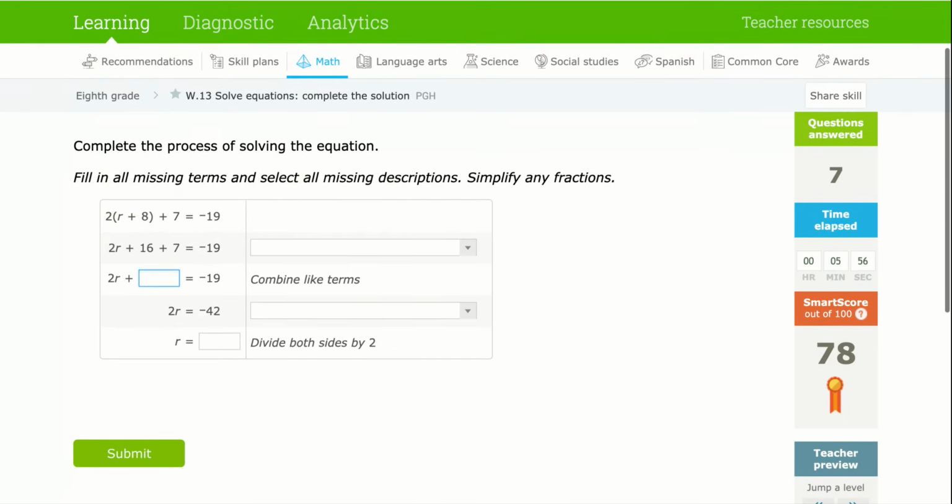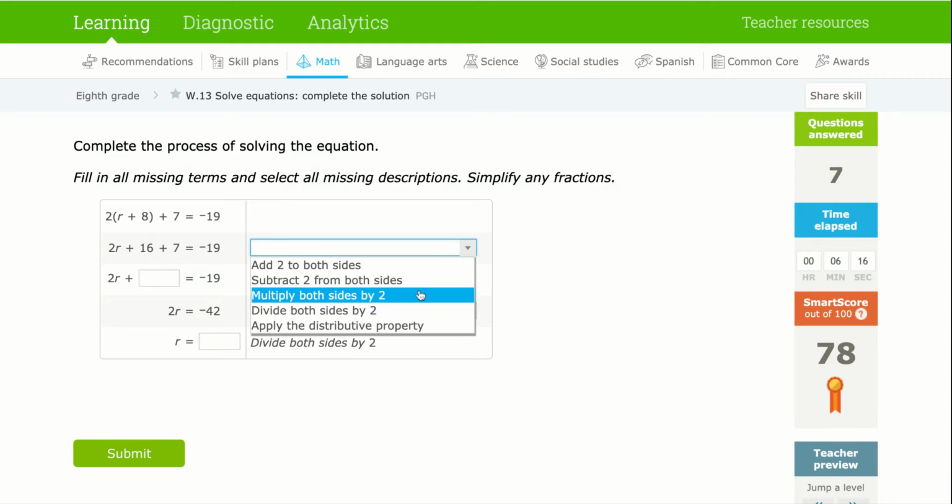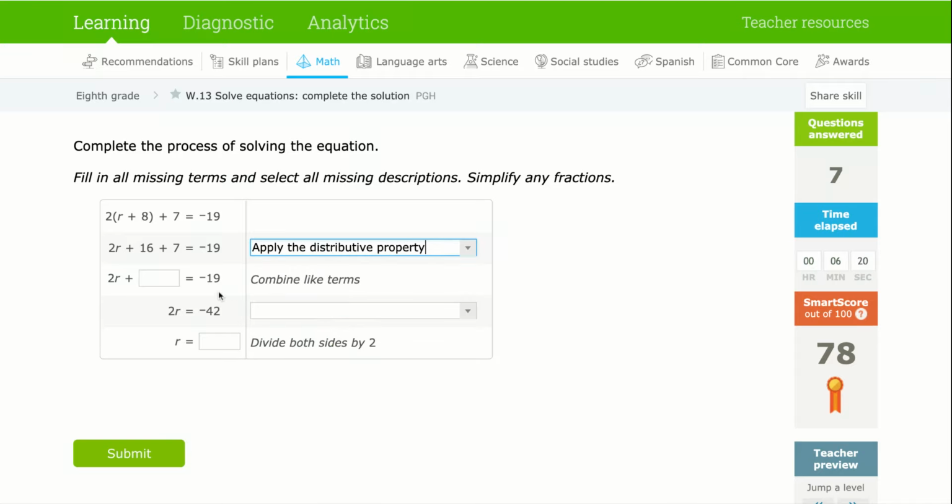Here they have a 5-step equation. So again, what did they do to get from the top equation that has parentheses to the next equation that doesn't? Well, they obviously distributed in the 2, right? 2 times r is 2r, 2 times 8 is 16. The 7 didn't change, the -9 didn't change, -19, I mean, didn't change. So they obviously applied the distributive property.